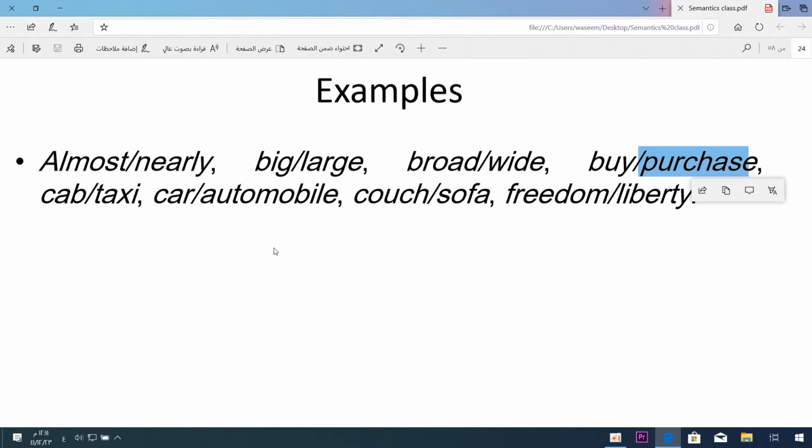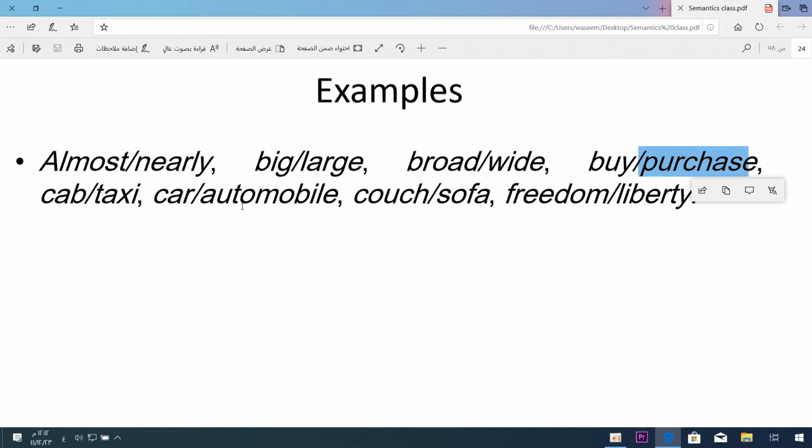We have cab and taxi. Cab seems to be non-standard, whereas taxi is standard. Car and automobile: in the United States, they use the word automobile more than the word car. Like the two words pavement and sidewalk. Pavement is mainly British English, which means الرصيف, and sidewalk is mainly American English, which means الرصيف. And we have autumn and fall, so those two words are synonyms. You know, autumn is British English and fall is American English.